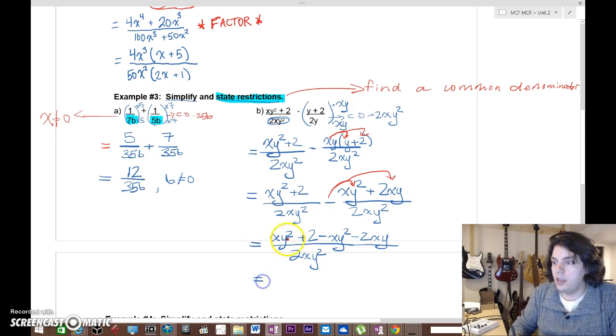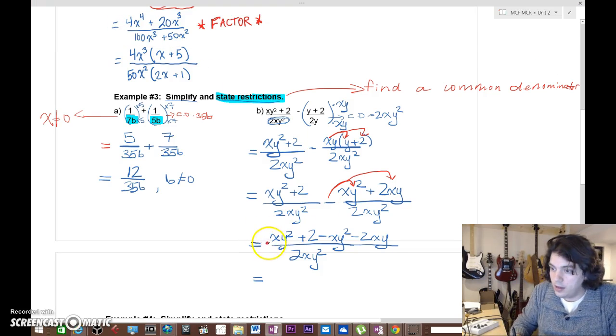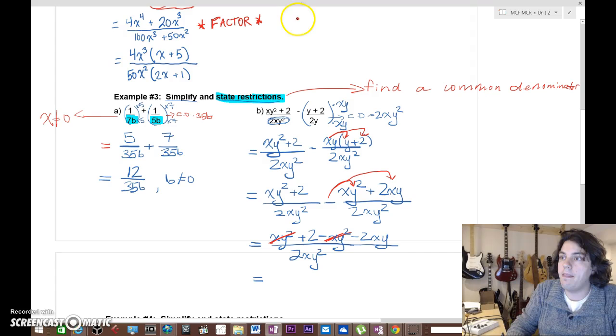And lastly, once we've done that, we can collect our terms. So we have xy squared minus xy squared. That will just cancel out to nothing. So maybe I'll use a red pen to show that. xy squared cancels with negative xy squared. And what we're left with is 2 minus 2xy.